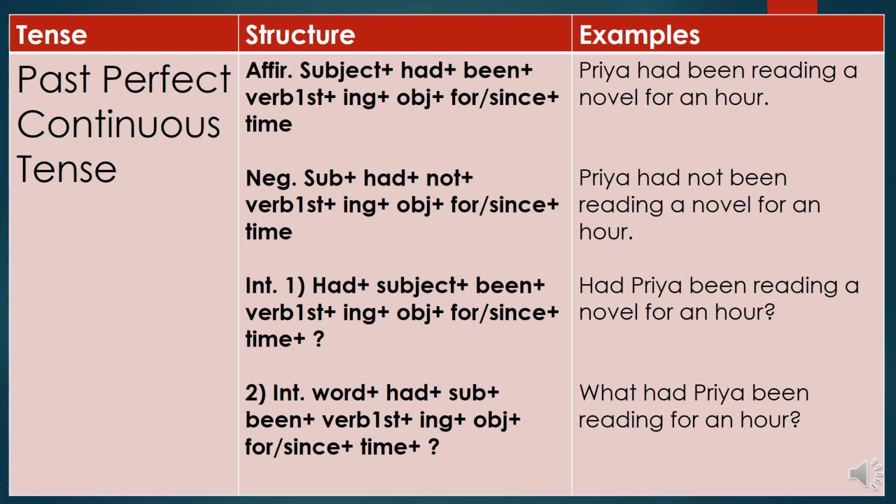Now see the interrogative part. Had plus subject plus been plus verb first form plus ing plus object plus for, since plus time. So the change in the interrogative one is we will put had at the beginning, and everything else is the same. So had Priya been reading a novel for an hour? Now the other way, we will put the interrogative word at the beginning. So what had Priya been reading for an hour? So clear how to do the interrogative sentence in past perfect continuous tense.